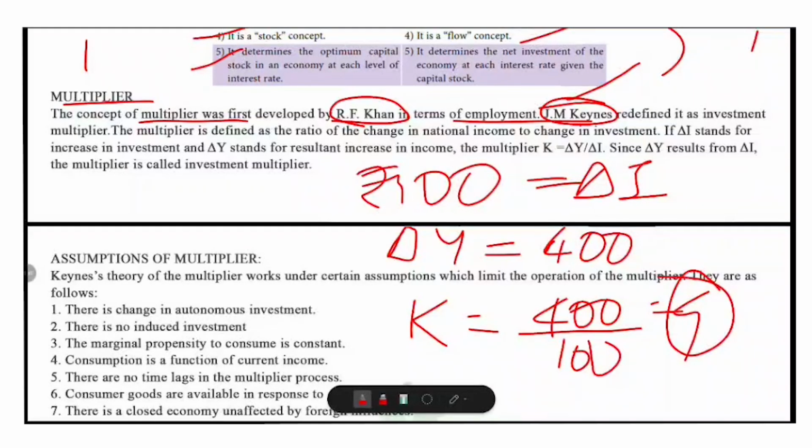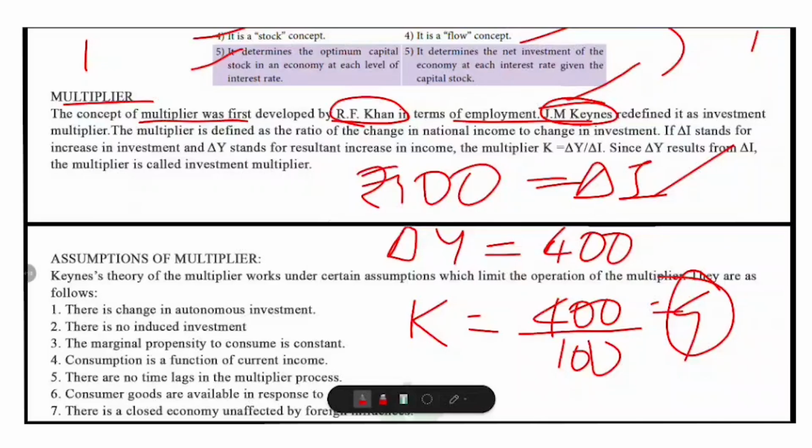So imagine the government builds a new road. Okay, and it spends 100 crore on workers and materials, that is investment, and the workers spend their income on food, clothes, transport, etc. And shopkeepers earn more and spend again, and each round of spending creates more income but slightly less each time because some part of it is saved, and this chain reaction continues, creating a multiplied effect on total income.